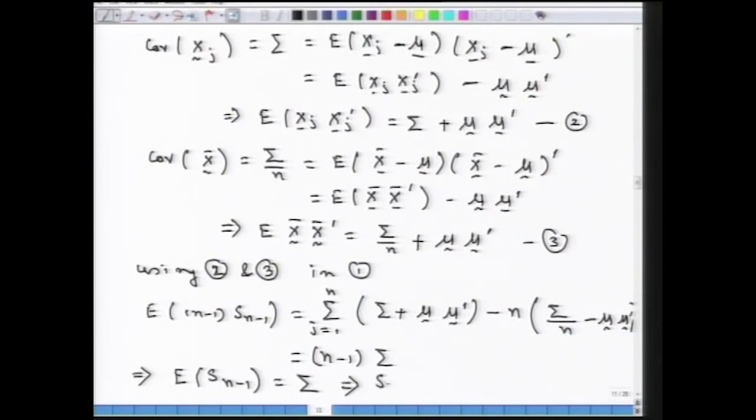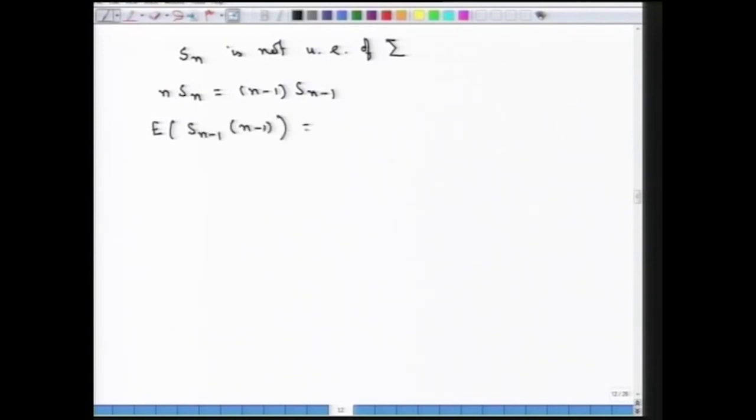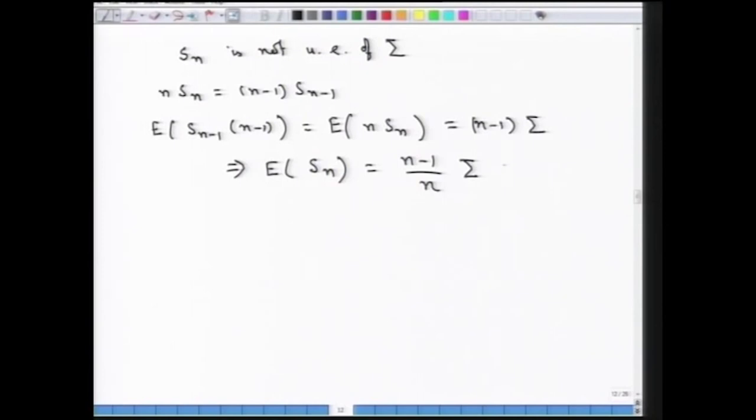So, this will imply that S_{n-1} is an unbiased estimator of the population variance covariance matrix, that is sigma. Now, if on the other hand we take S_n, it is not going to be an unbiased estimator of sigma. Why? Simply because this n times S_n is n minus 1 times S_{n-1}, and what we have proved is that the expectation of S_{n-1}, multiplied by n minus 1, would also be equal to the expectation of n times S_n, that is n minus 1 times sigma. So, this would imply that the expectation of S_n is going to be equal to (n-1)/n times sigma, which is not equal to sigma.